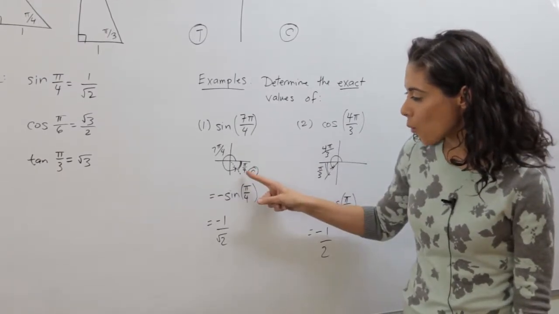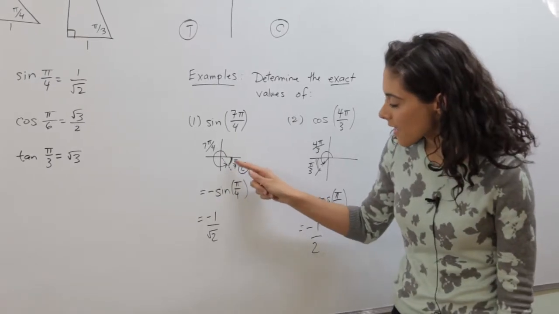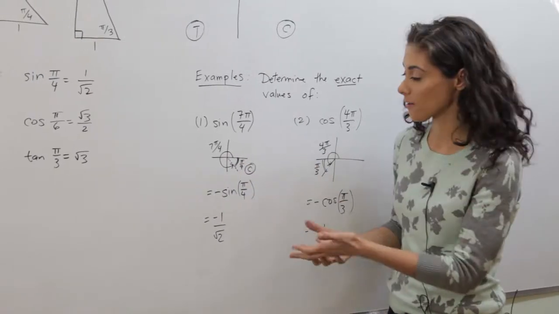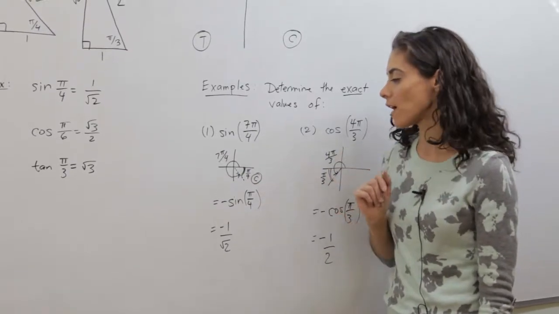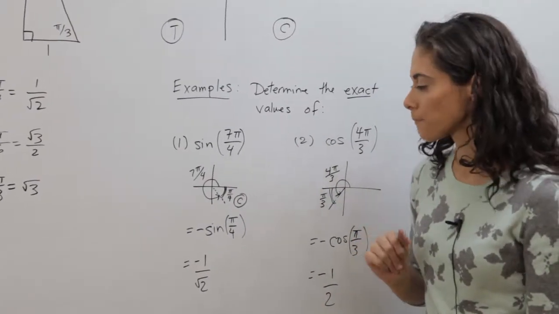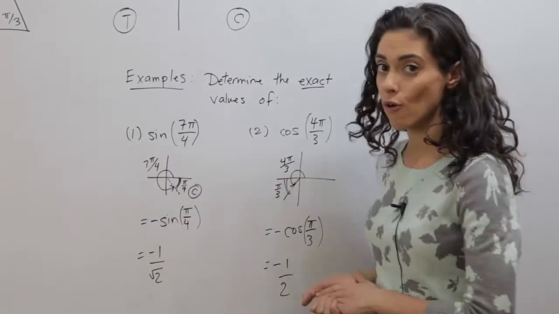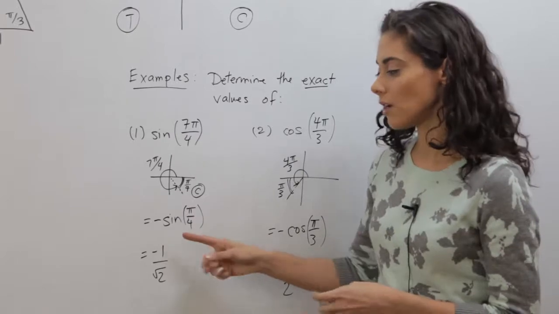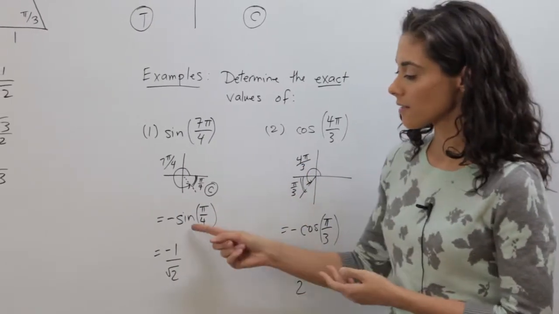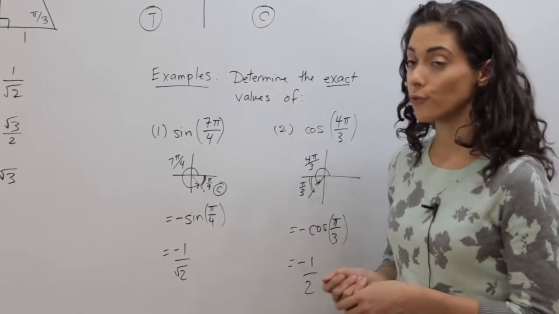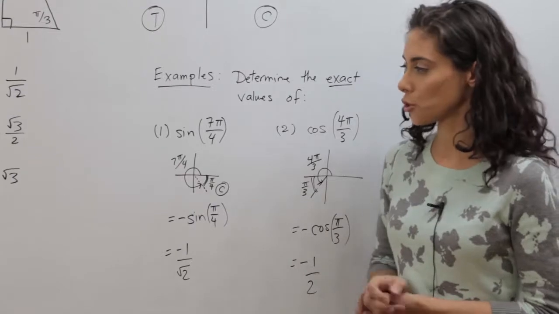Well, let's look at what little angle we end up with when I draw this. Relative to the x-axis here, I get pi over 4. To get around to the x-axis, I need an additional pi over 4 or 45 degrees. Putting that all together, the value of sine of 7 pi over 4 is the negative value of sine of pi over 4. Now, using our special triangles, sine of pi over 4 is 1 over root 2, and make it negative. Final answer, negative 1 over root 2.